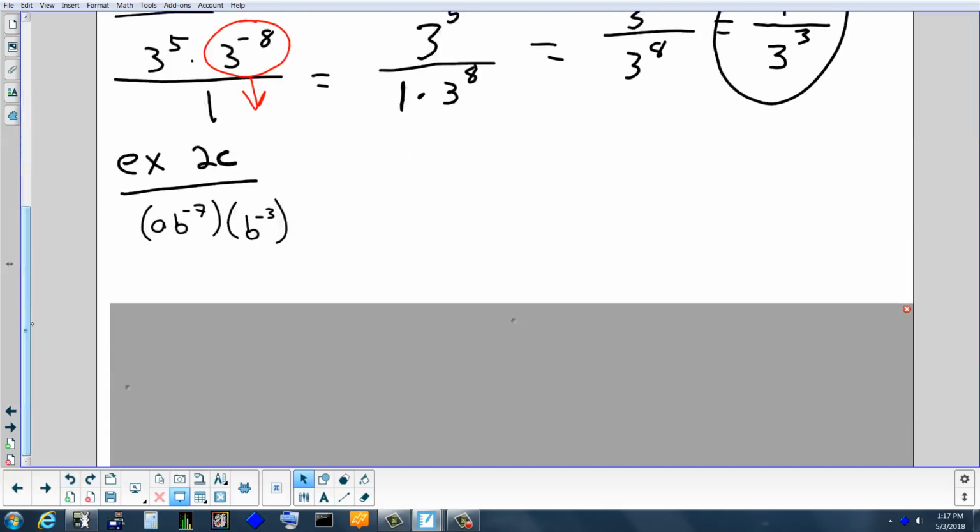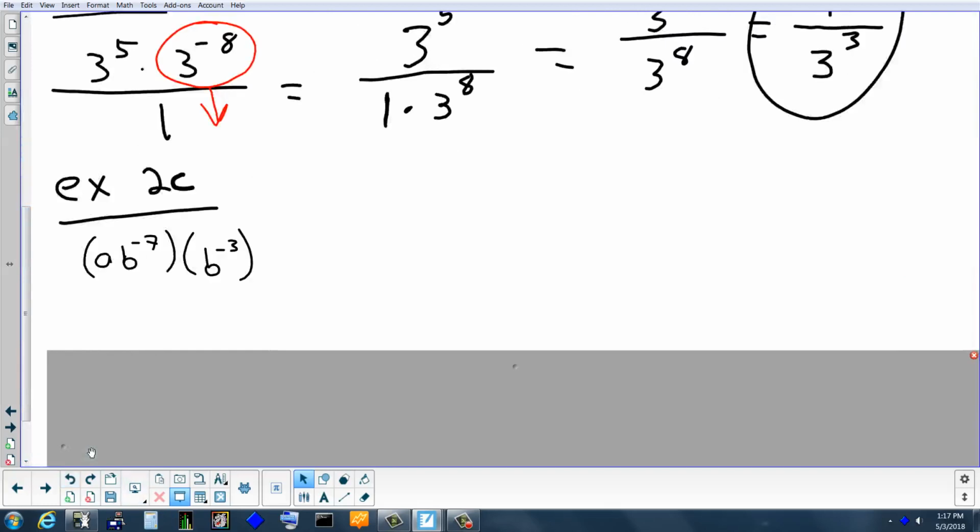Let's look at this one. Wait a minute, there's no exponent on the A. Let's put the exponent in. What would be the exponent on A? 1. So A to the 1, B to the negative 7th, B to the negative 3rd. Let's make it a fraction. What goes in the bottom? 1. Let's circle the things that have to move. The ones that have to move are B to the negative 7th, exactly, and B to the negative 3rd. They're going to go down.